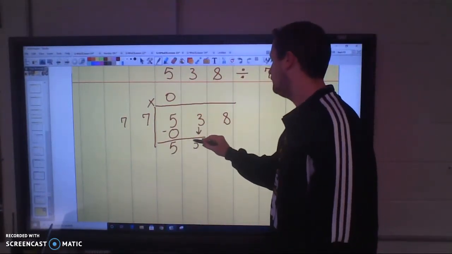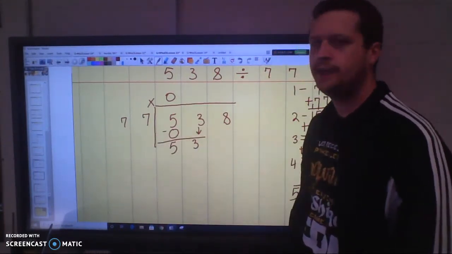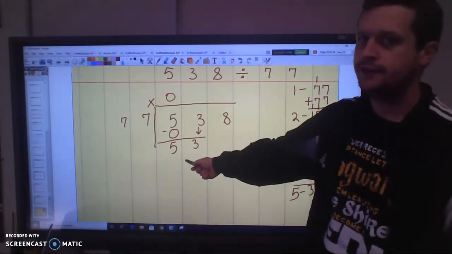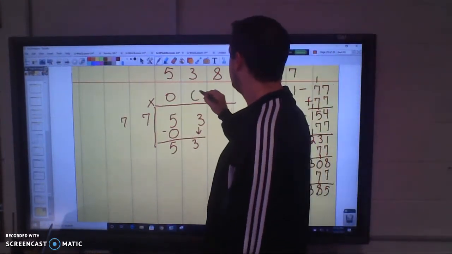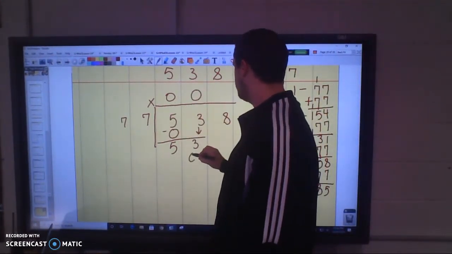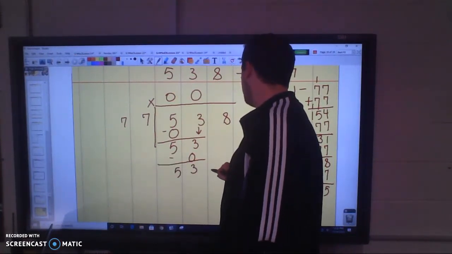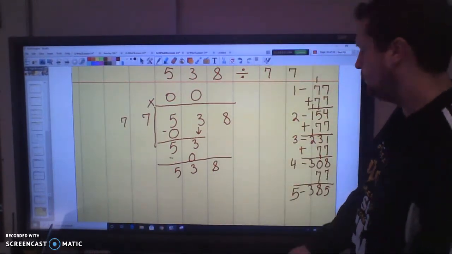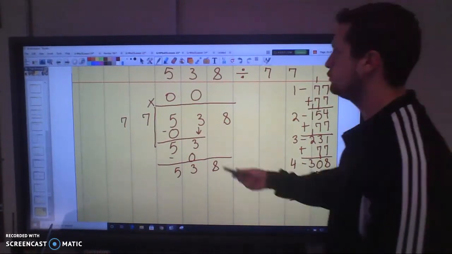Now we got 53. How many groups of 77 go into 53? Well, our first multiple is 77, so can we make a group of 77 out of 53? No, it's not enough. 77 times 0 is 0. 53 minus 0 is 53. And now we're back to our original number of 538. Well, we were at 385. I think we can get closer, so I'm going to go back over here.